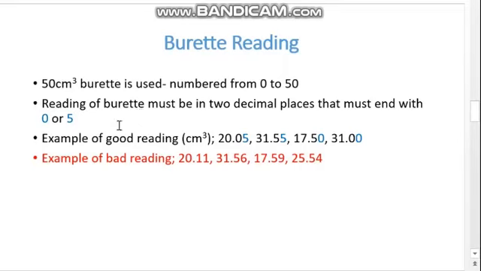Take note. Examples of good readings are 20.05 and 31.55, where the value ends with 5, and 17.50 and 31.00, where the value ends with 0. If your value does not end with 5 or 0, you have a very bad reading. Examples of bad readings: 20.11, 31.56, 17.59, and 25.54, and so on.